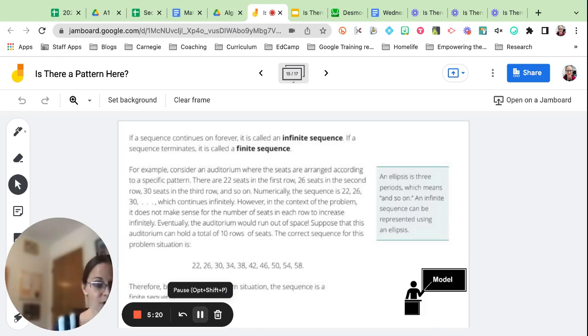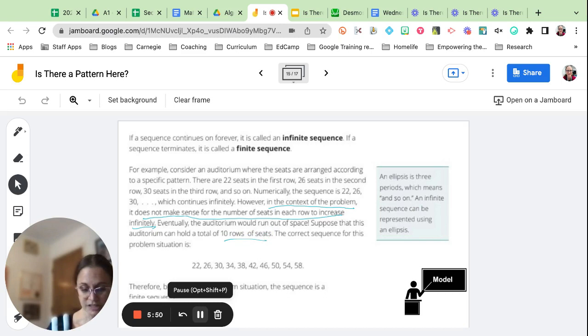Therefore, even though we could add 4 forever, within the context of this problem it does not make sense for the number of seats to increase infinitely. Even though we could keep adding 4, we need to stop because the auditorium would run out of space. So, let's define this a little more clearly. Suppose the auditorium can only hold 10 rows of seats. Then here's the correct problem situation right here.